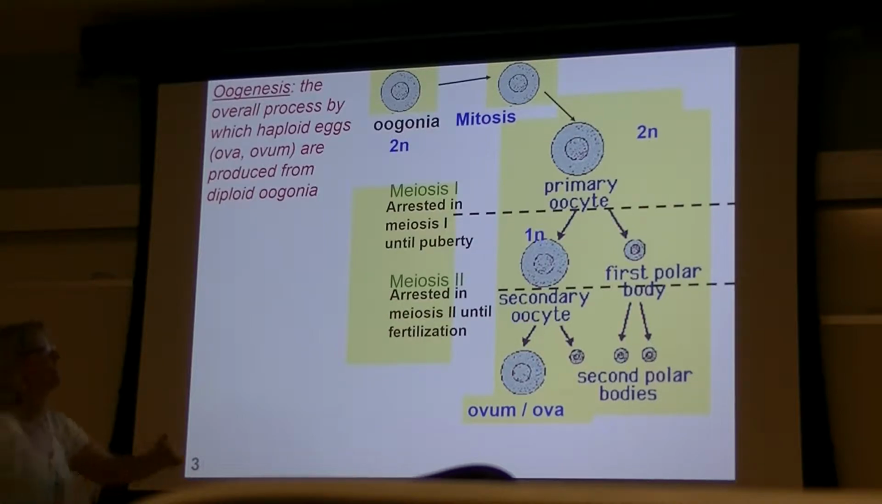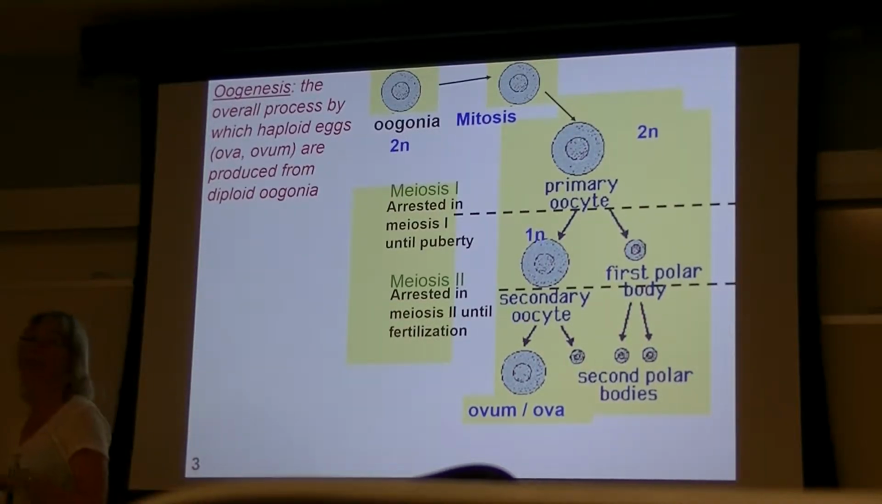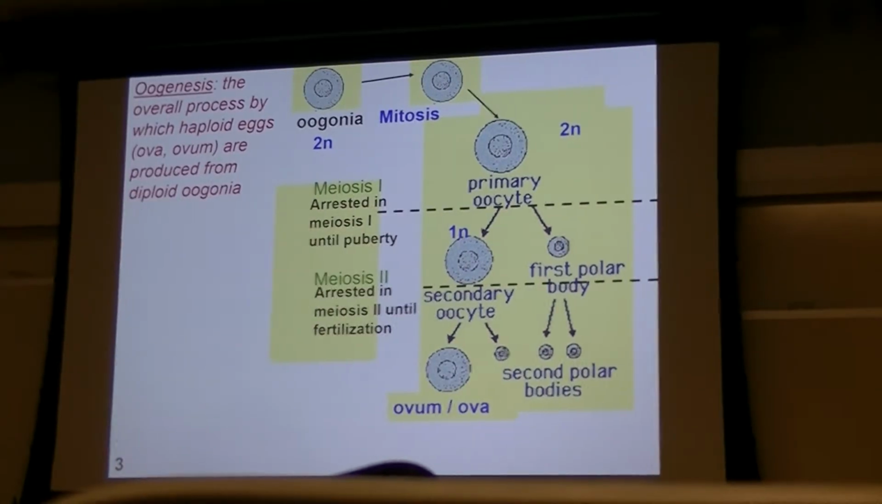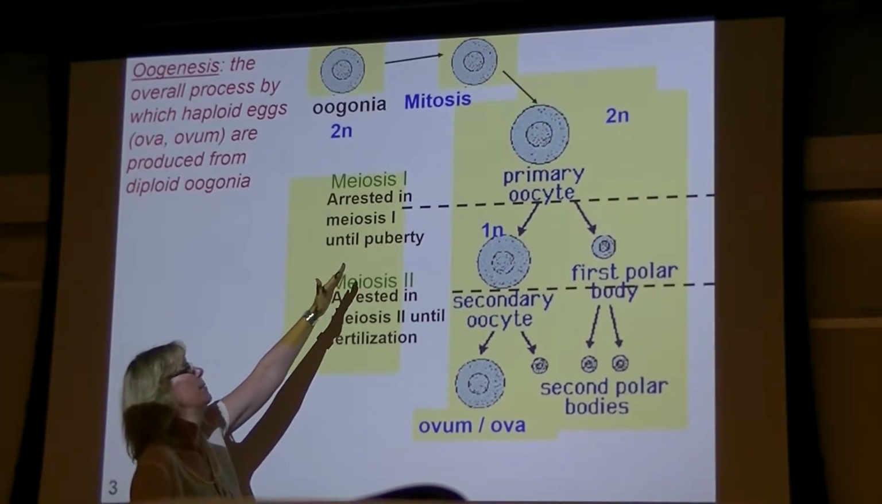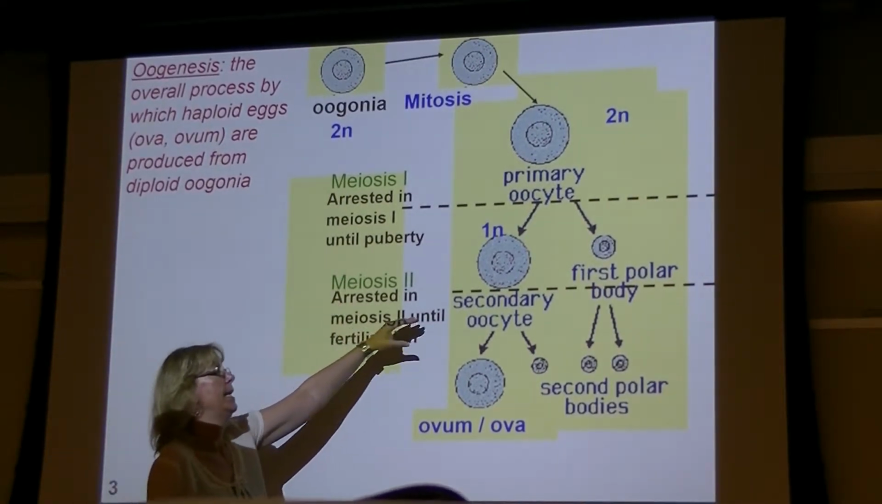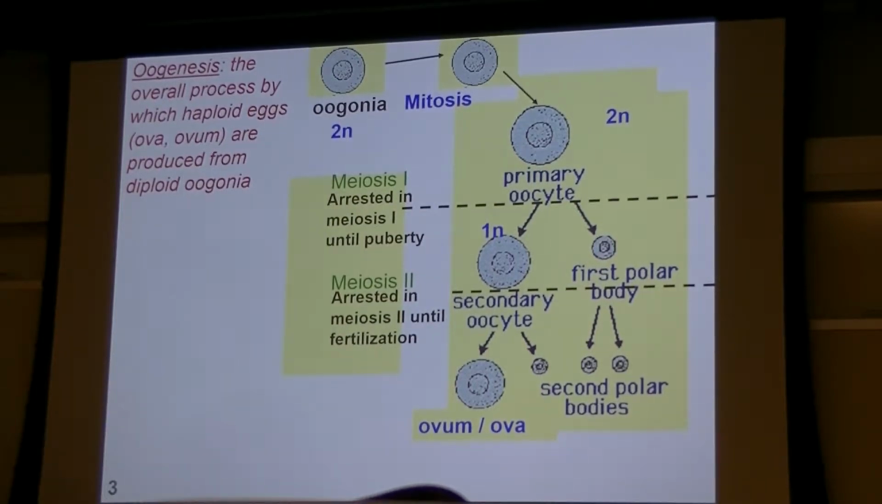So they arrest this process until we get to puberty. And then at that point in puberty, these cells are there, they've been waiting, and they're going to wake up, as it were, a few at a time and proceed on through the rest of this cycle. So they will wake up and they will then complete meiosis 1, and you'll get your secondary oocyte. And then they arrest again.